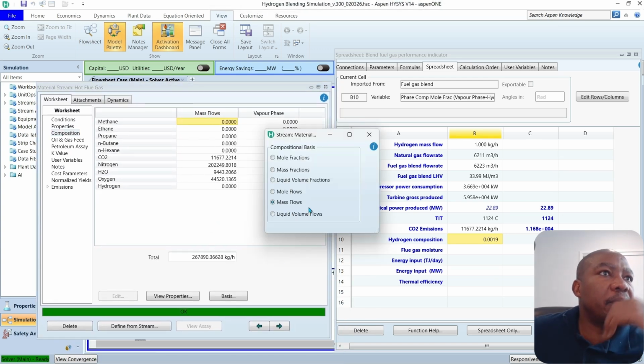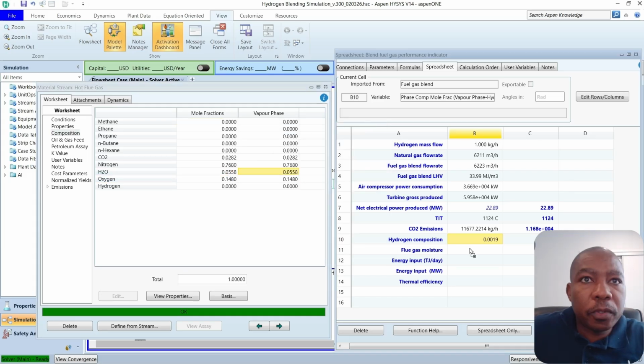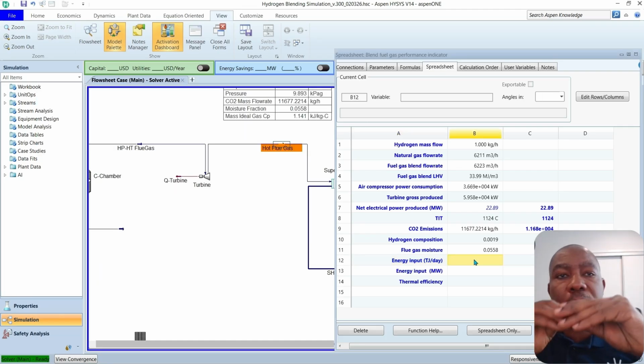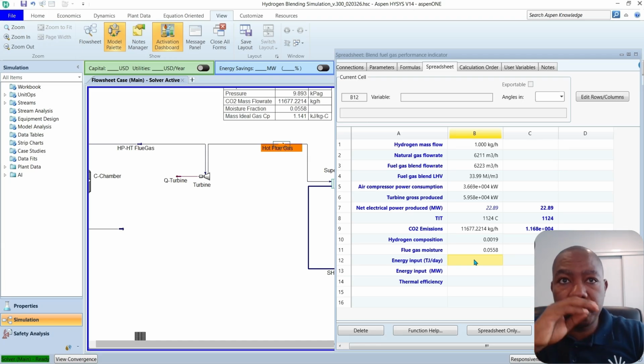I'm interested in the mole fractions, and then we get the water, which is the moisture, drop it in there, and then lastly we're going to calculate the energy input. Remember, this is also another important part. The energy input should be the same as the baseline, and in the baseline our energy input from memory was 5.073 terajoules per day. I hope you still remember how to calculate that.